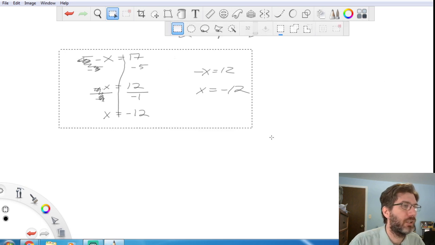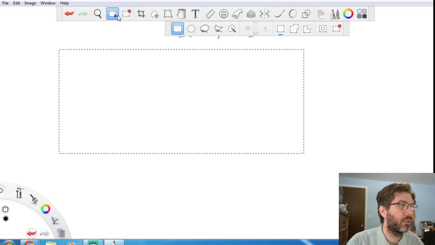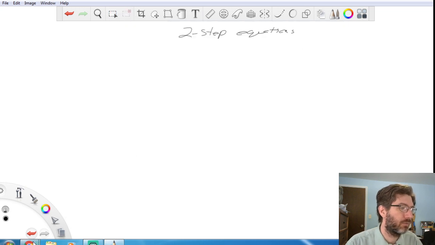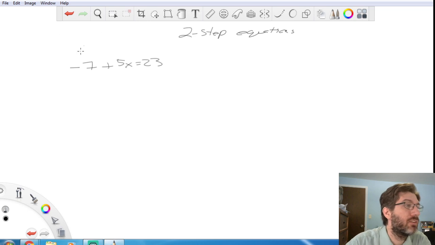Let's look at number 8 now for James. And you guys can follow along with number 8. I just got to look at what it is. Number 8 says negative 7 plus 5x equals 23. So in this case, you can see that we are adding this negative 7, but really it's subtraction of 7 because it's a negative 7.